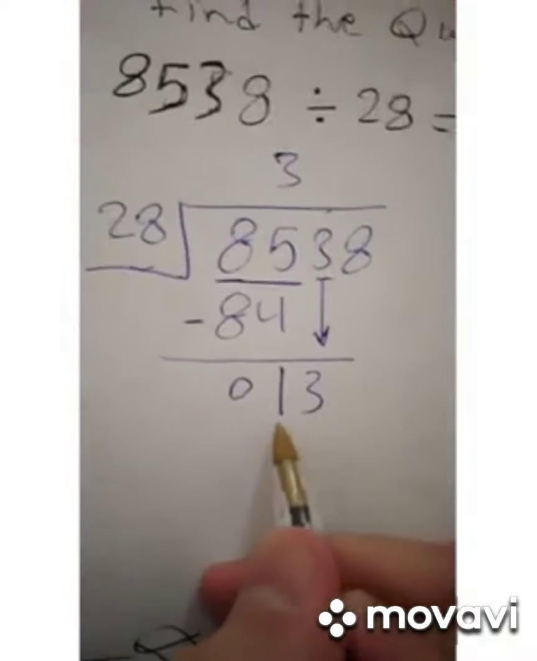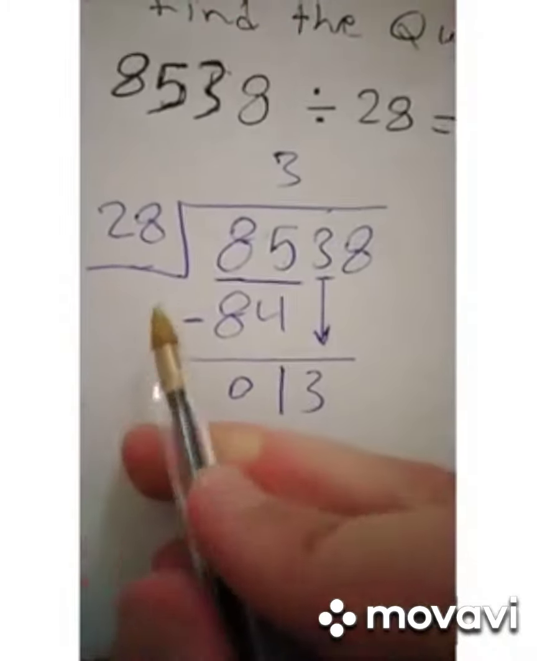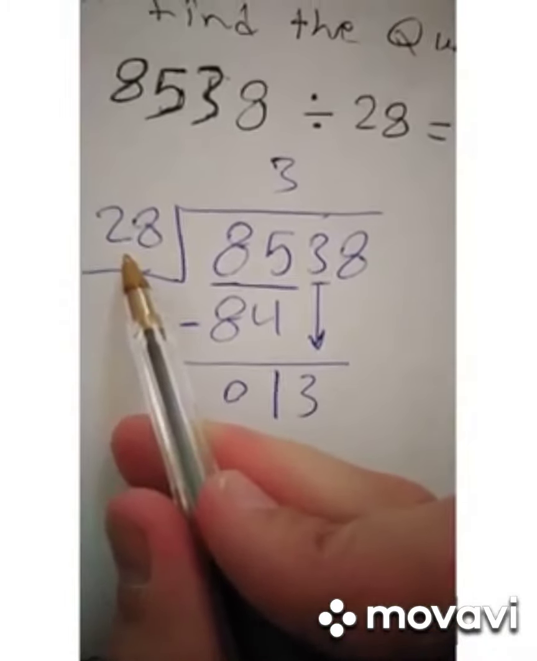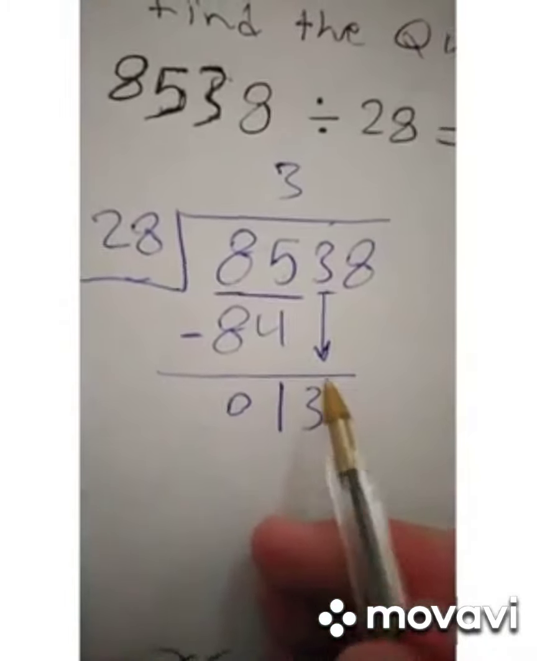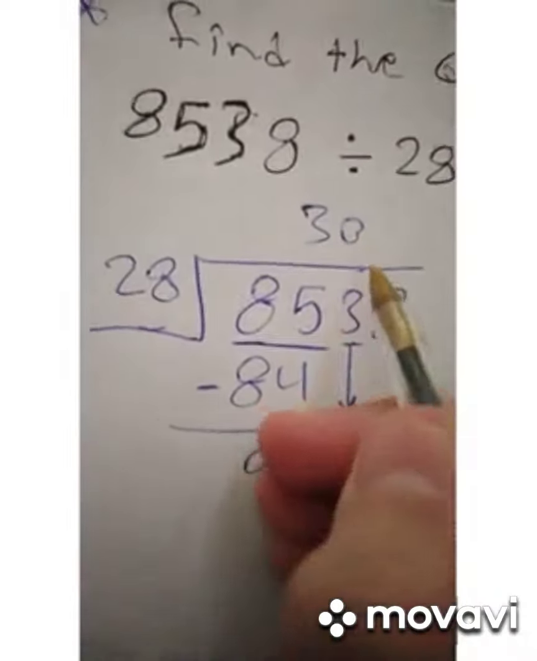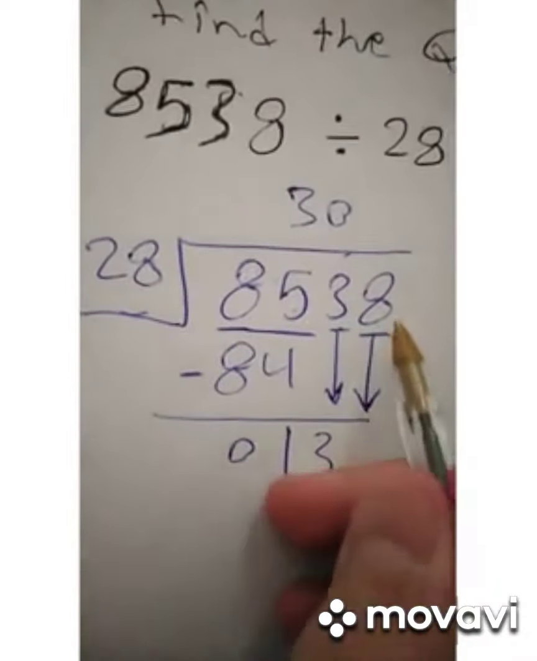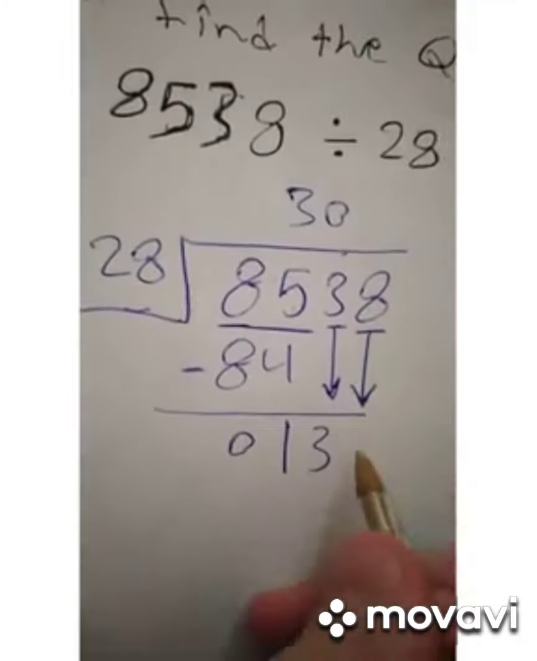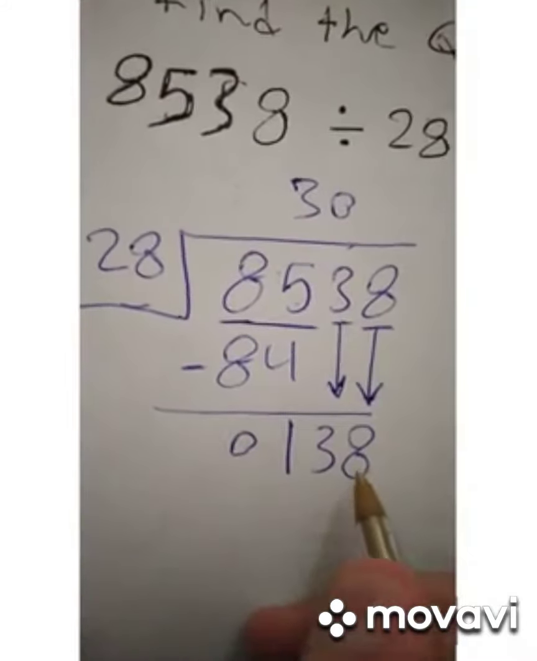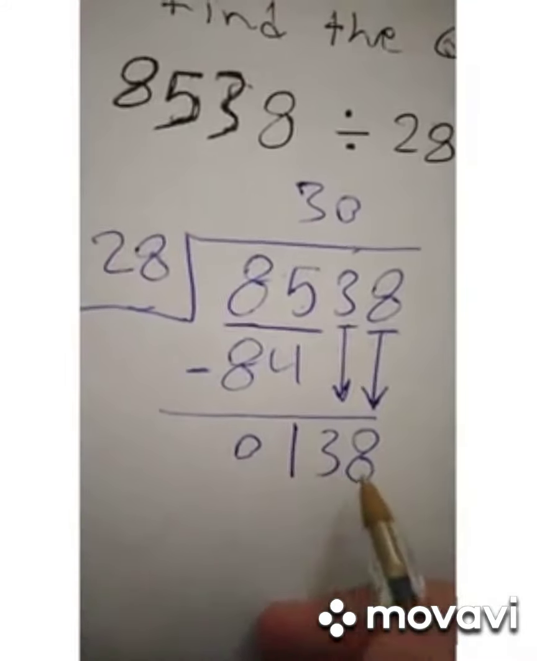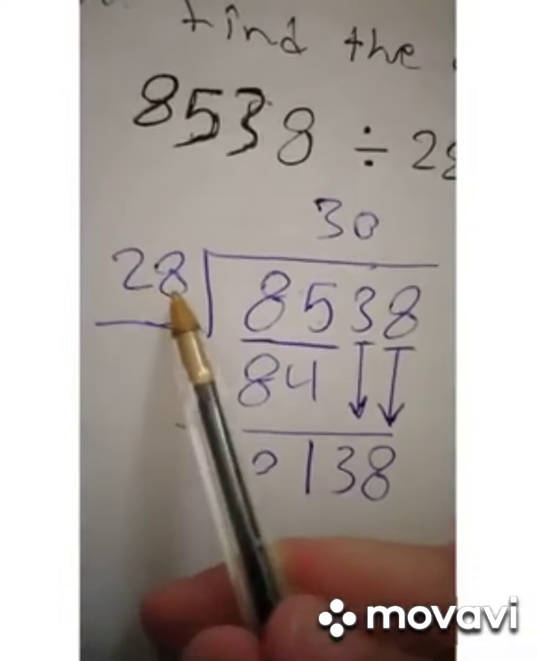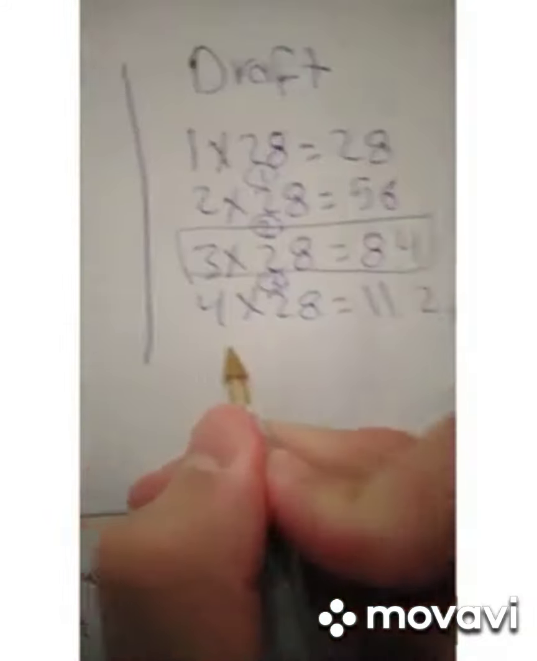Now we have 13. Can we divide 13 over 28? No, we can't. So do what? Put 0 in the quotient and bring down the fourth digit. It will be 138. Can we divide 138 over 28? Yes, of course we can divide. So go to your draft now, then continue.